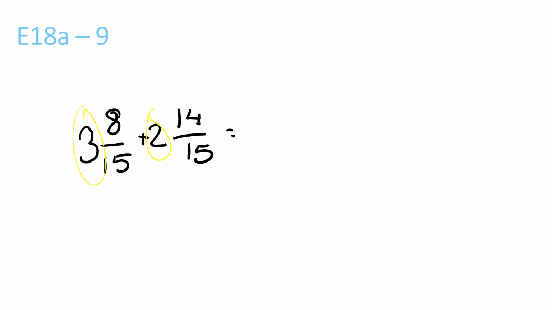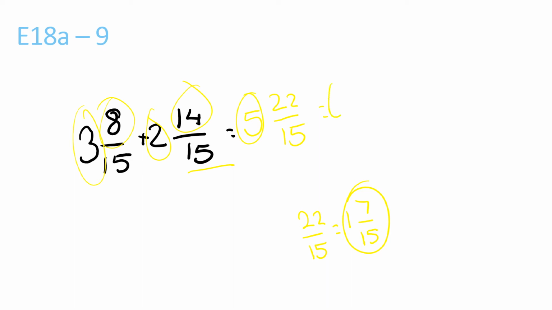3 plus 2 is 5. 14 plus 8 is 22 over 15. The bottom one always stays the same. The top one's higher than the bottom one, so 22 over 15 is equal to 1 and 7 over 15. So you get 1 and 7 over 15 plus 5, which is 6 and 7 over 15.